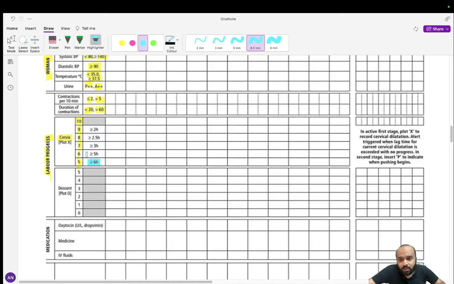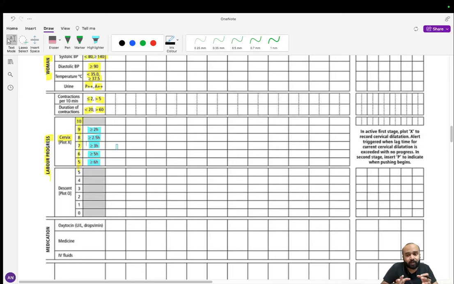Similarly, these values keep on decreasing. So at 6 centimeters, it is 5, at 7, it is 3, at 8, it is 2.5, and at 9 centimeters, it is 2 hours. So you see that they have mentioned that as the cervical dilatation progresses, the rapidness of it going to the next dilatation also increases. So basically, it more rapidly goes from 8 centimeters to 9 centimeters than how it would go from 5 to 6.